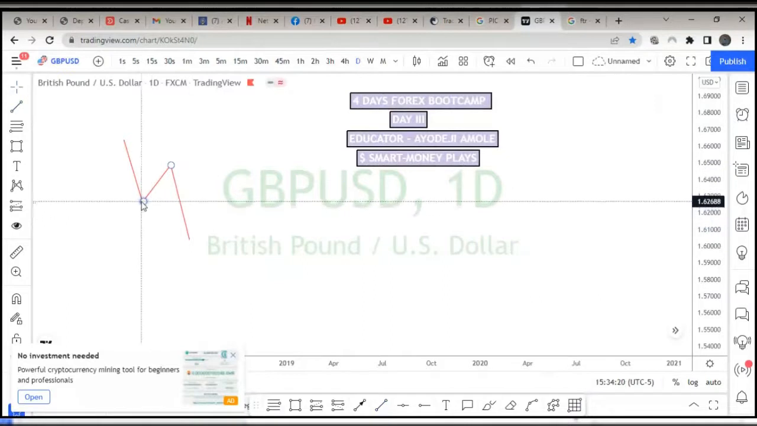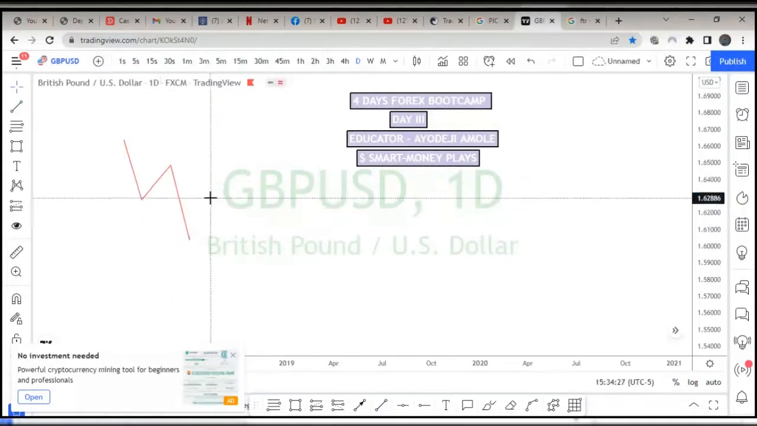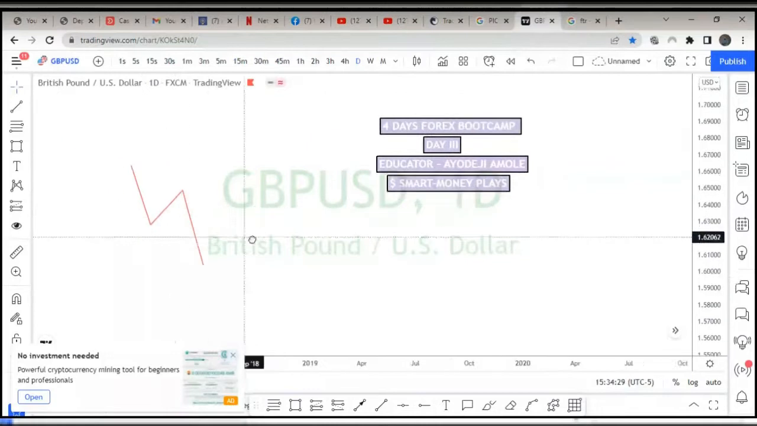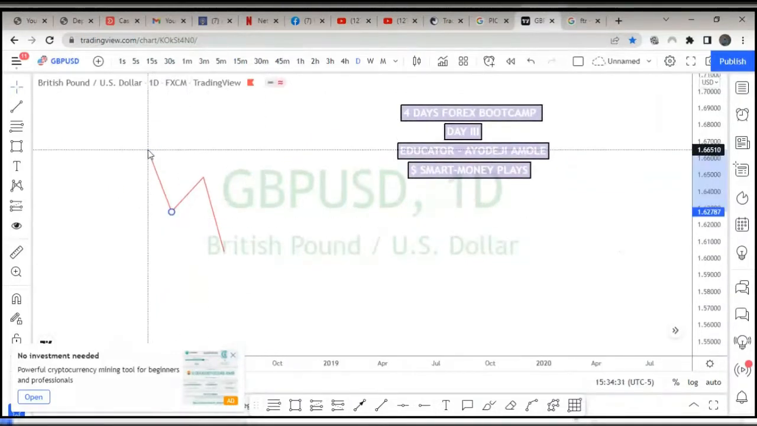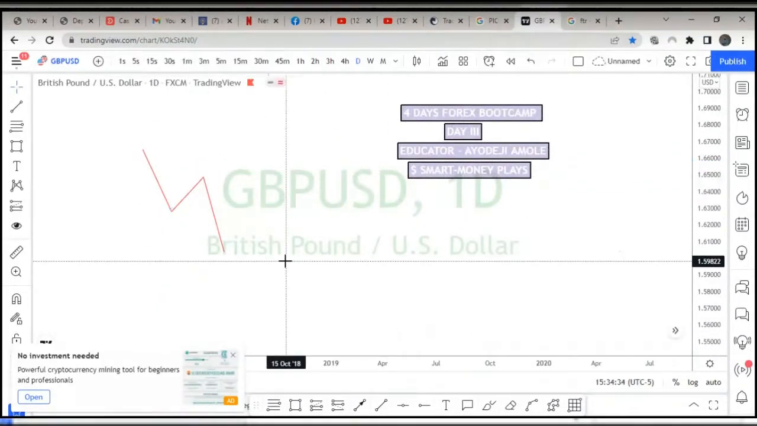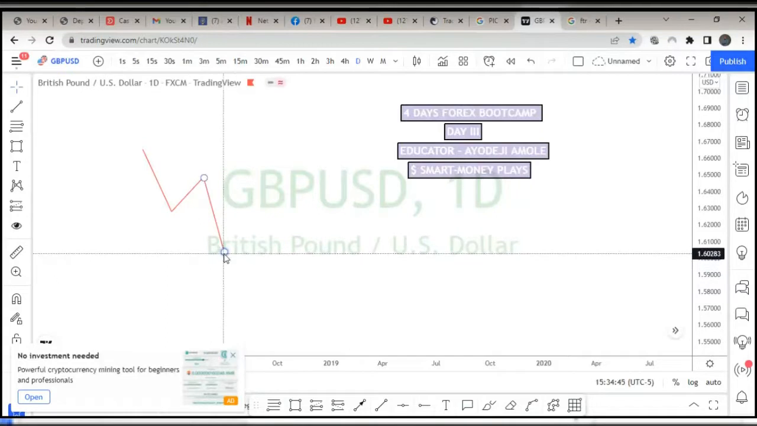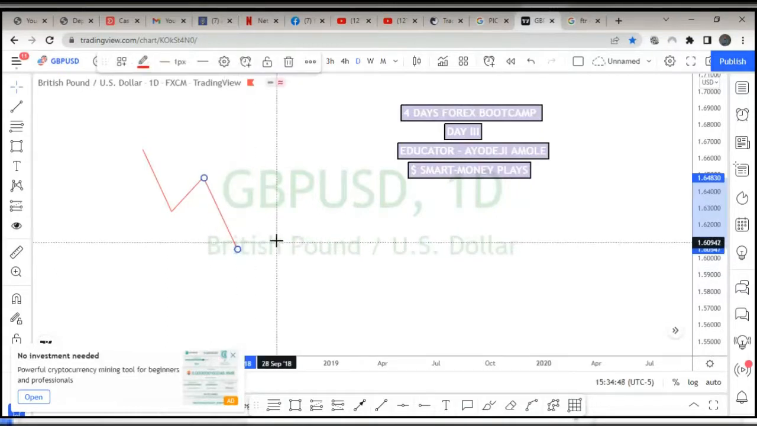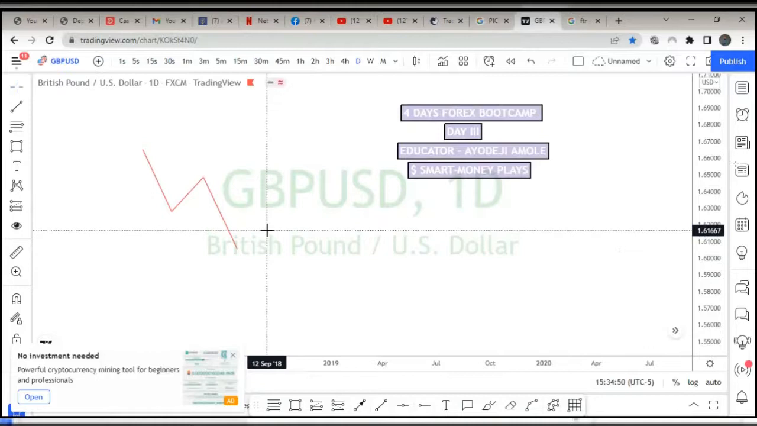And I believe you've been taught range. If you don't understand the concept of range, I would advise that you go back and watch the video. It has been dropped on Telegram. Go and watch it: the range of the market, how to identify your range. If you can't identify your range, it will be difficult for you to spot your points of interest. Let me repeat that. If you find it difficult to identify your range, it will be difficult for you to spot your points of interest. So these are our range.